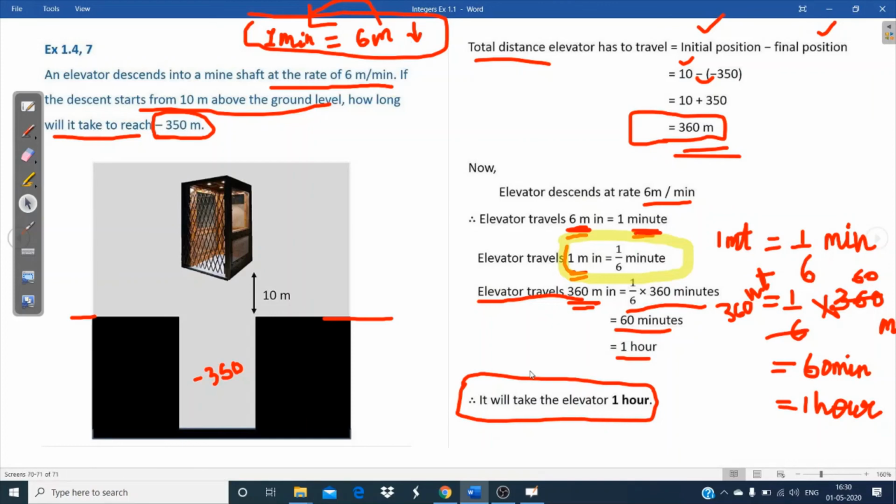And this integer chapter is very important because here in this 7th class only you will learn all the basics of your integers. So practice this chapter pretty well.